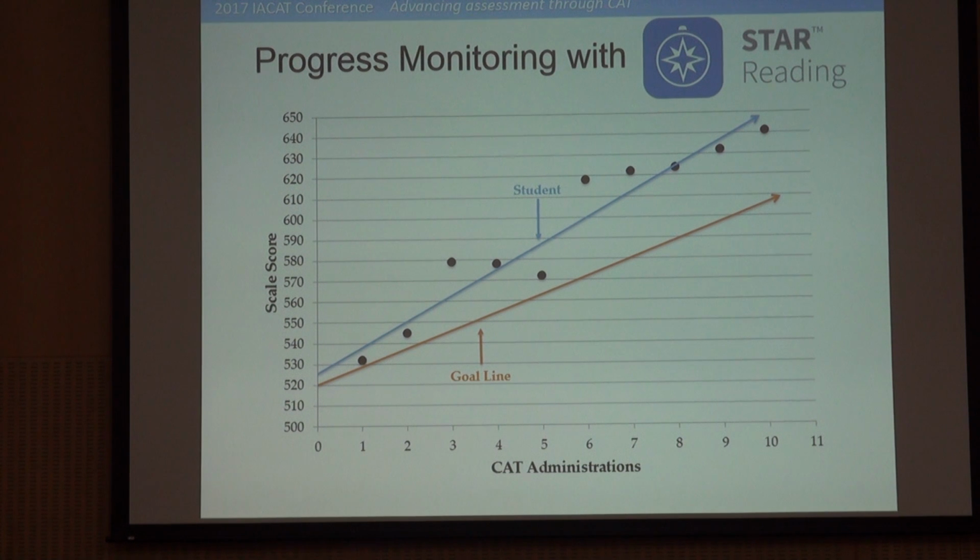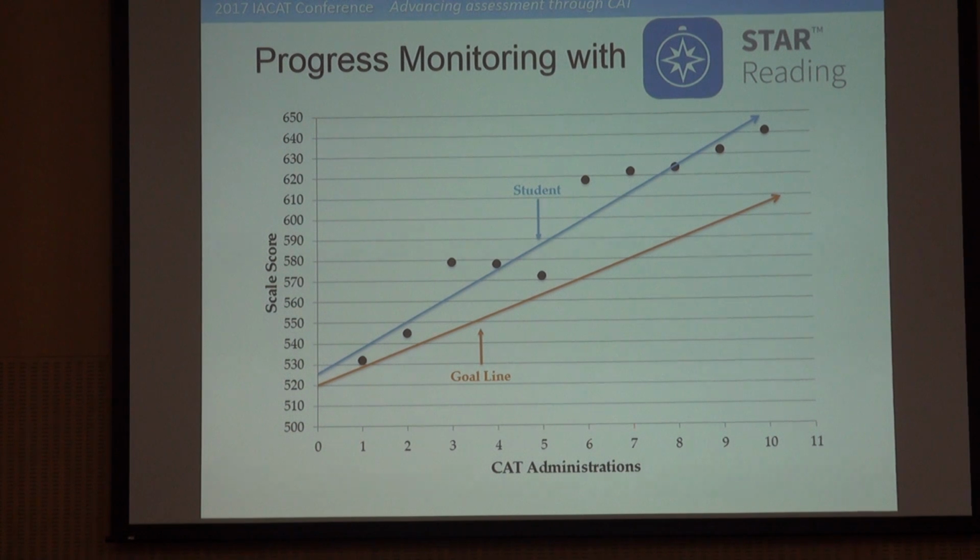Once all the CAT administrations are complete, we usually observe a plot like this. On the x-axis, you see the CAT administrations. In this case, I assume that there are 11 CAT administrations per year. And on the y-axis, you are seeing the scale scores. Those are basically the IRT theta scores, but Renaissance transforms those IRT scores to scale scores to make them easier to interpret by parents and kids and other stakeholders.